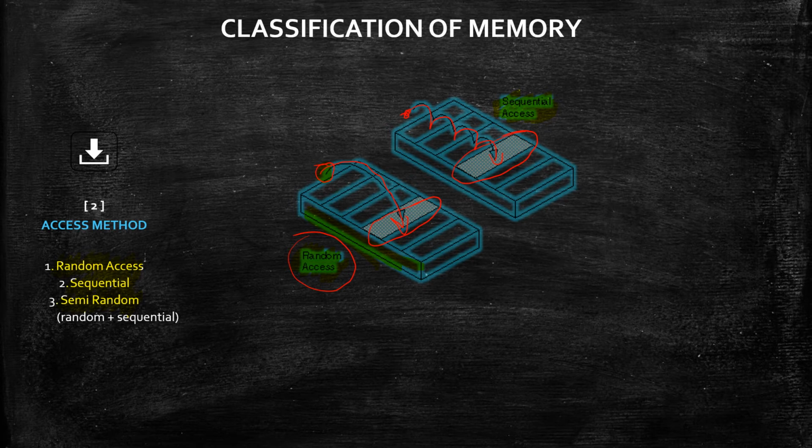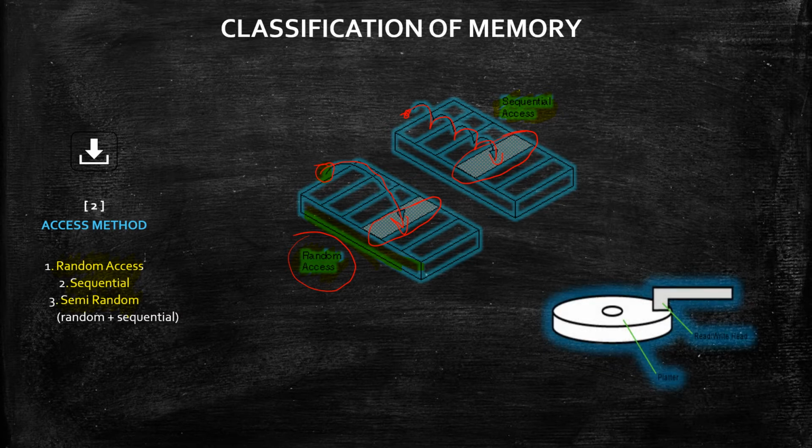But now what about the semi-random? Semi-random means, normally when you talk about your hard disk, right? See, here we have one example. Here we have a read and write head, and this is your CD, or we call it a platter. Let me draw over here. Okay, so this is your CD or platter, and here you have tracks.